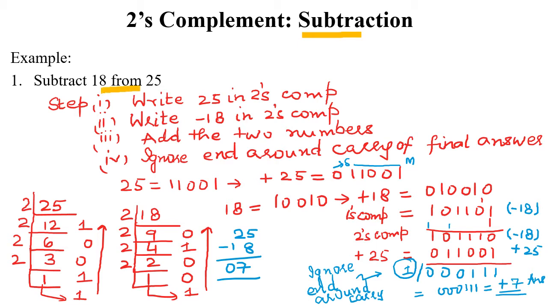Subtract 18 from 25. 25 में से हमें subtract करना है, so we have to write 2's complement of plus 25 and 2's complement of minus 18. Then we have to add the two numbers and ignore the end around carry of the final answer. तो प्लस 25 का 2's complement लिखने के लिए सबसे पहले इसका मैग्नीट्यूड निकालें बाइनरी में.